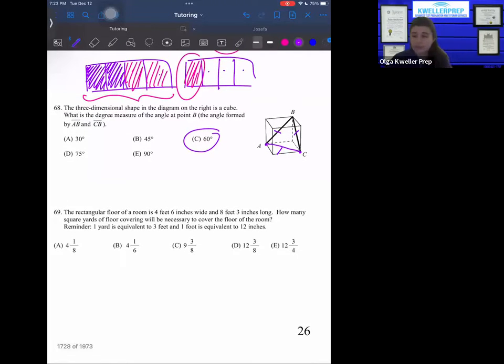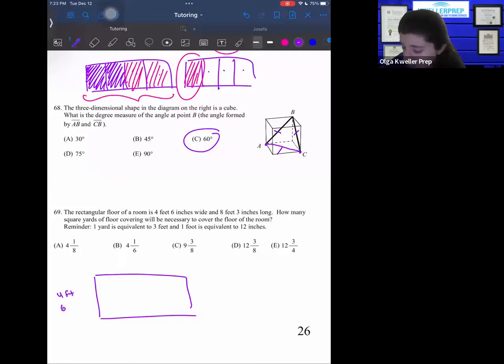Okay, the next one, number 69, we have a rectangular floor, which they tell us, if we draw the picture, is 4 feet and 6 inches wide, and then 8 feet and 3 inches long. And the question is, how many square yards of floor covering will be necessary to cover the floor of the room? So the difficulty here is that we're dealing with multiple units, right? So we have feet and inches.